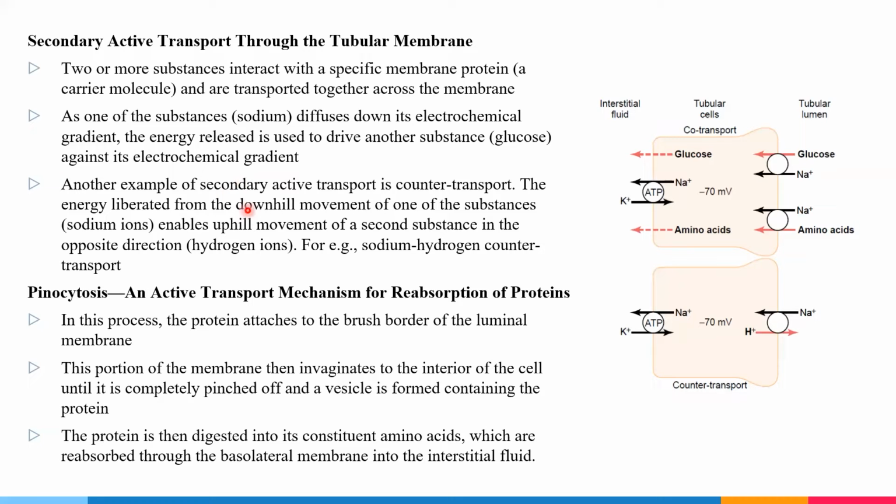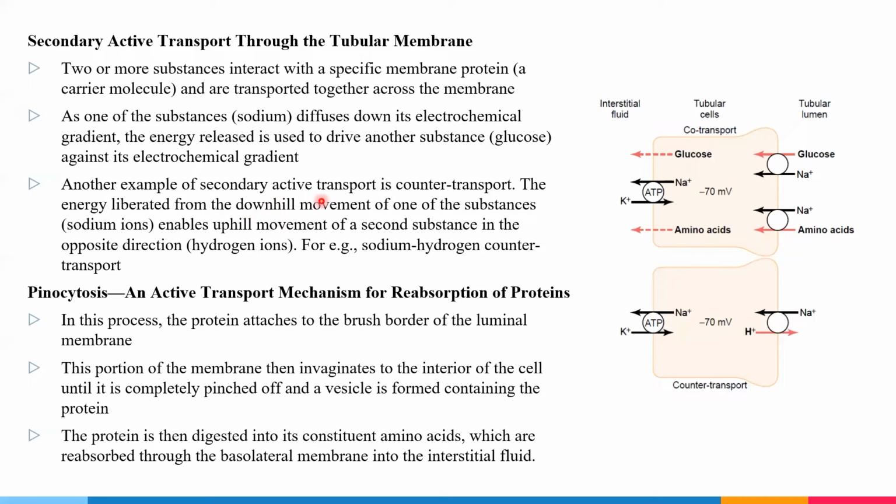So if we wanted to transport glucose directly, then we would have to use ATP in the form of energy. But the transport of sodium itself drives the transport of glucose, and since no direct energy source is utilized, this is known as secondary active transport.